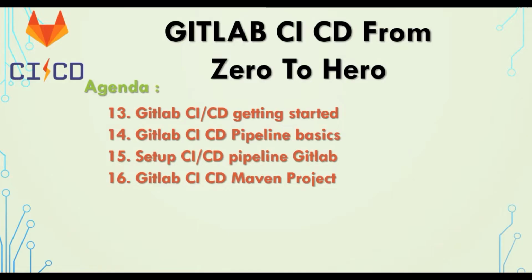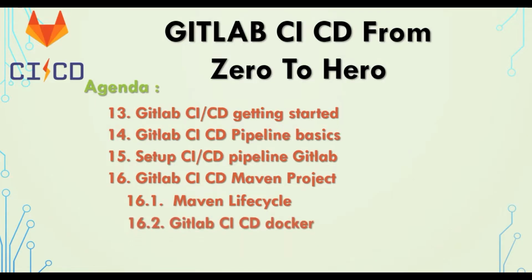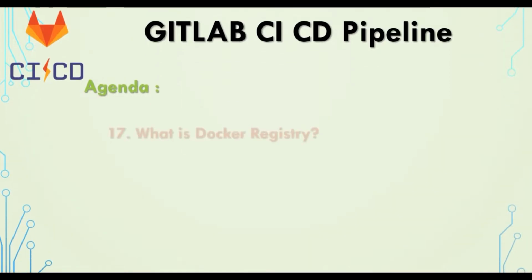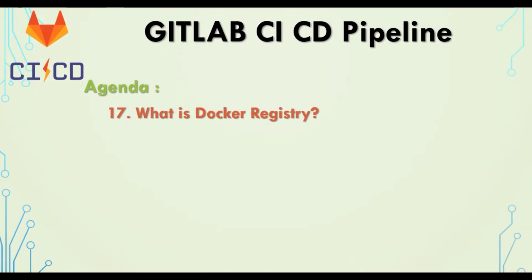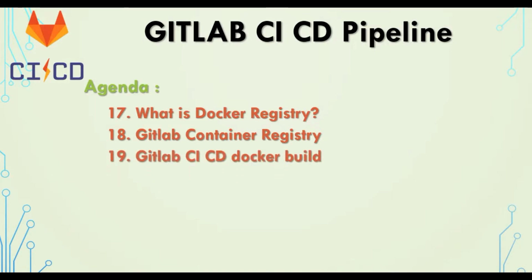We'll also see a project with Maven, so how to build a Maven project in a GitLab CI CD pipeline. In that Maven project, we'll be talking about the Maven lifecycle. We will also talk about how to use Docker in the CI CD pipeline, and GitLab CI CD templates. We will also see what is Docker registry, because when you use Docker in GitLab, you can use Docker Hub, or you can have a different kind of registry. In GitLab we have something called the container registry, so we will talk about that and how to use that in the GitLab CI CD Docker build and pushing.